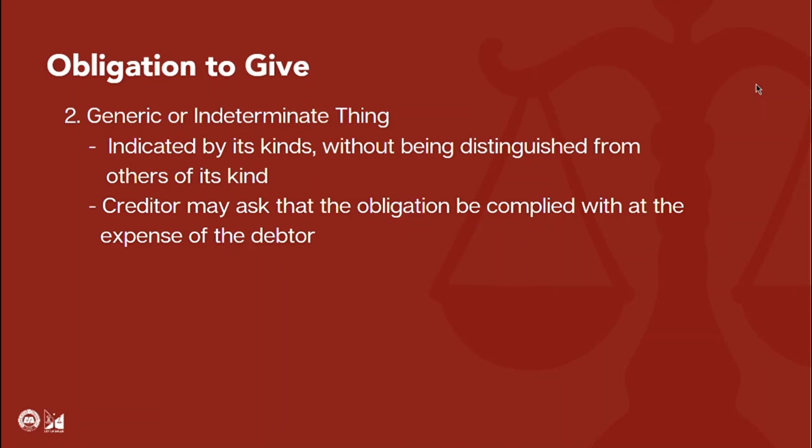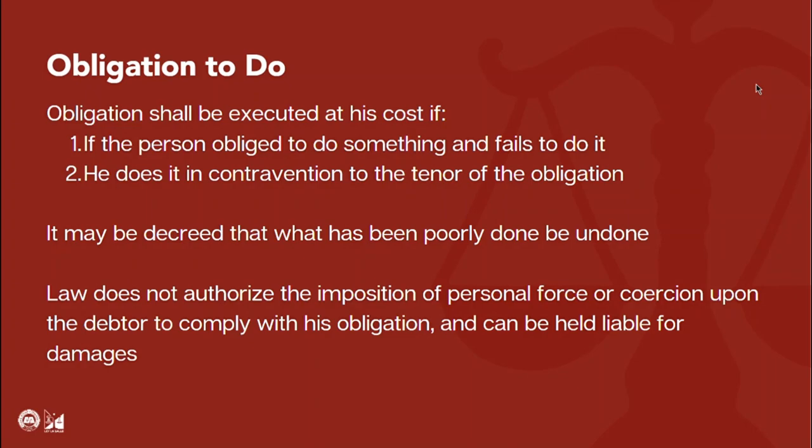Under the obligation to do, the obligation shall be executed at the debtor's cost if the person obliged to do something fails to do it, or does it in contravention of the tenor of the obligation. It may be decreed that what has been poorly done be undone. The law does not authorize the imposition of personal force or coercion upon the debtor to comply with his obligation, and he can still be held liable for damages.